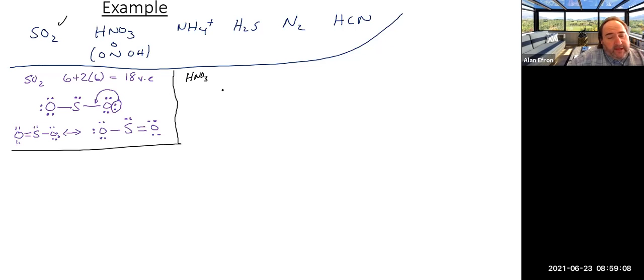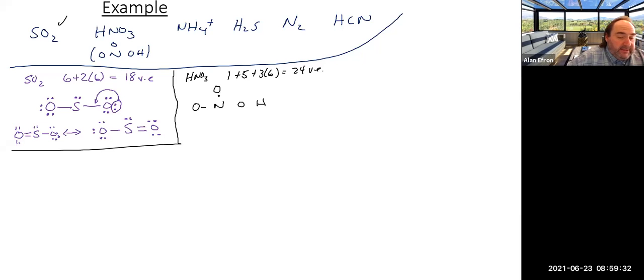So there's 1 for hydrogen. Nitrogen is 5. There's 3 oxygens, each at 6. So that is 18, 19, 24. As I mentioned, the arrangement of this looks something like this. And we would follow the same sort of procedure.